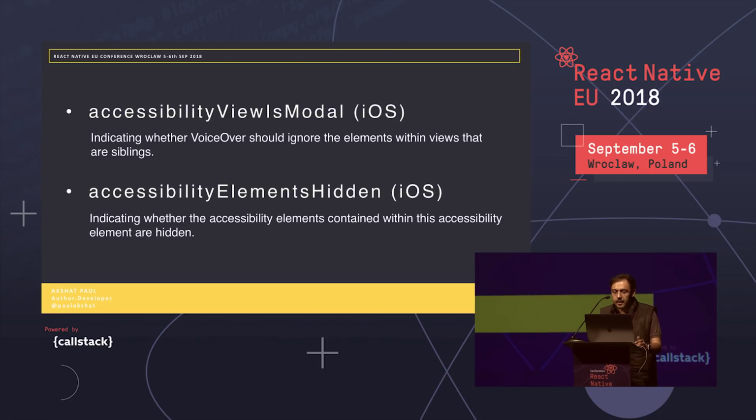Then we have accessibility view is modal, which works like if you have two sibling views, and this is a binary version, true or false. So if you make one of them true, the one which is true will work, and the other sibling view will be ignored by the voiceover. And accessibility elements hidden does the opposite. Whichever view you put true, it will be ignored, and the other sibling view and its children will be picked up by the voiceover.